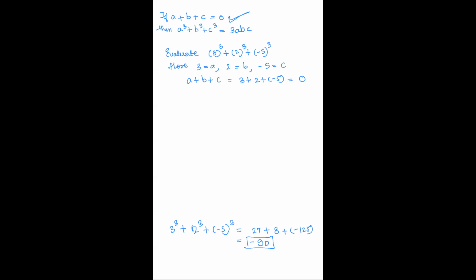If the first condition is satisfied, then A cube plus B cube plus C cube will turn into 3ABC. Let's see that. So 3 cube plus 2 cube plus minus 5 the whole cube will be equal to 3ABC, that is 3 into 3 into 2 into minus 5. Do the calculation and check whether it matches the answer 90 that we have already found. Just try it out.